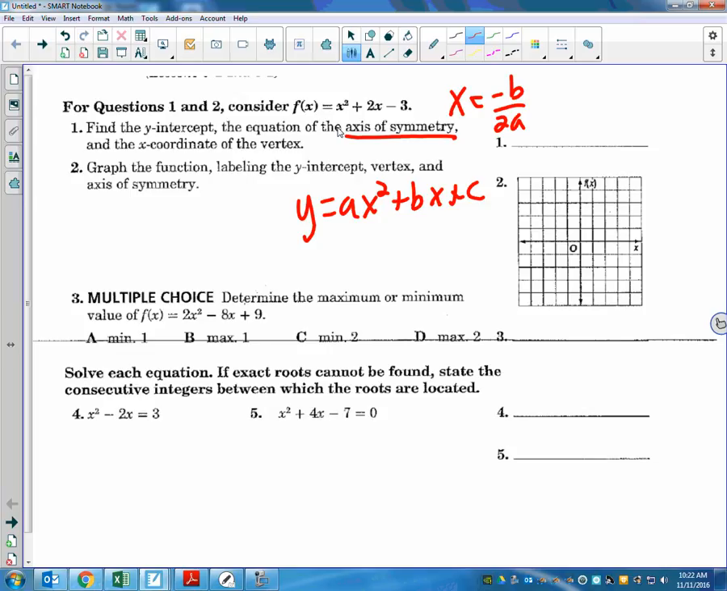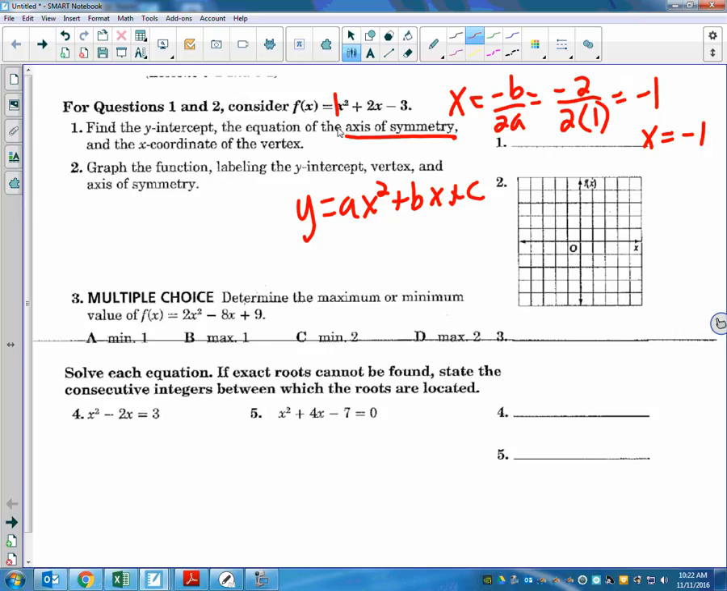On your graph, if you don't have your vertex labeled, that's going to be a big deal. So if I was going to graph this, that's where I'm going to start. I'm going to find my vertex, my axis of symmetry. So I'm going to do negative b, which is negative 2, over 2 times a, which is 1. Negative 2 over 2 is negative 1. So if number 1 asks you the equation of the axis of symmetry, it's an equation. It should be x equals negative 1.